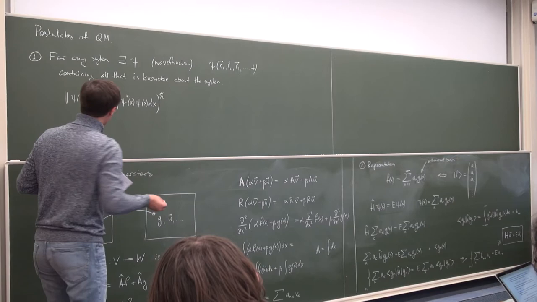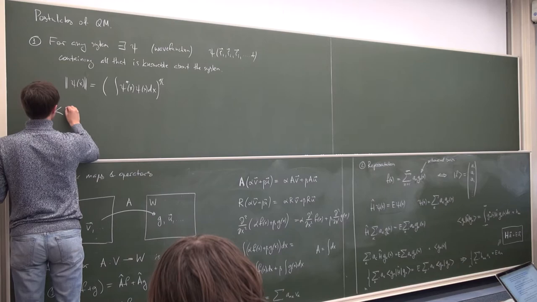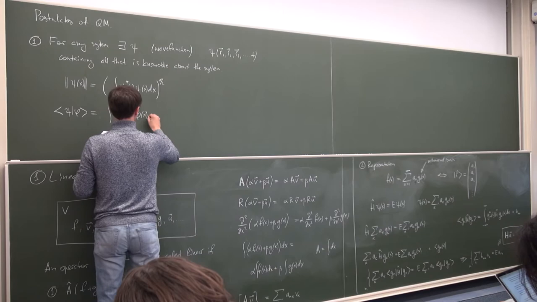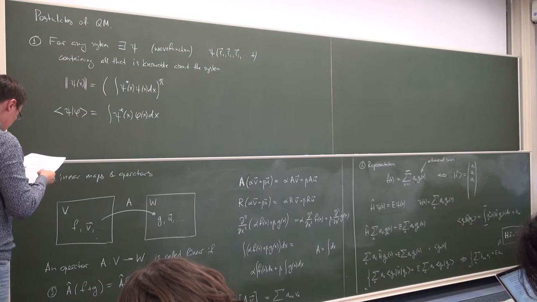Okay, and then of course the scalar product, if we have two wave functions, psi and phi, then that would be an integral of psi conjugate of x, phi of x, dx. So the metric that we have introduced in the previous lecture is there in quantum mechanics.